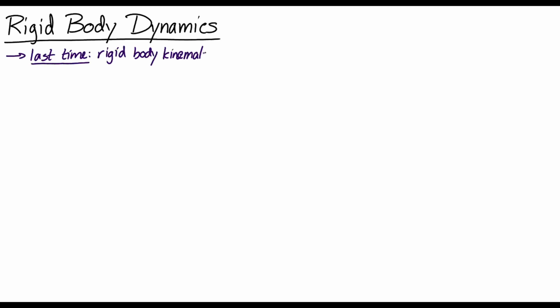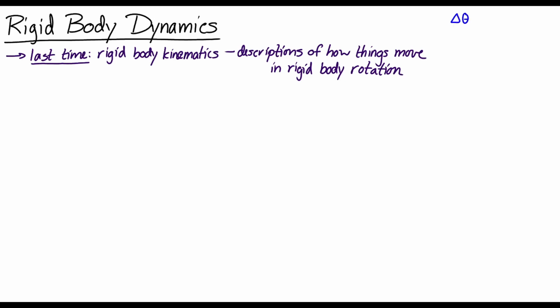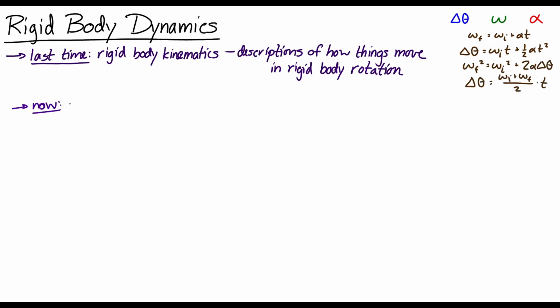Let's take a look at rigid body dynamics. So last time we thought about rigid body kinematics. We thought about descriptions of how things move in rigid bodies. So we had ideas like angular displacement and angular speed or velocity and angular acceleration. We also introduced these rotational kinematic equations. But now we're going to start thinking about why things move in rigid bodies.